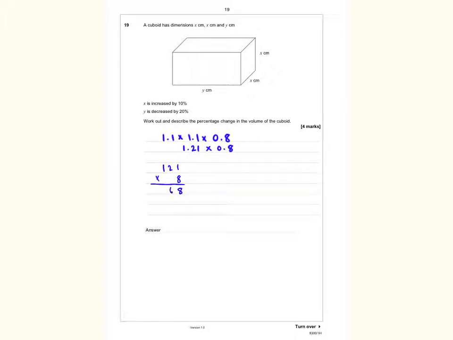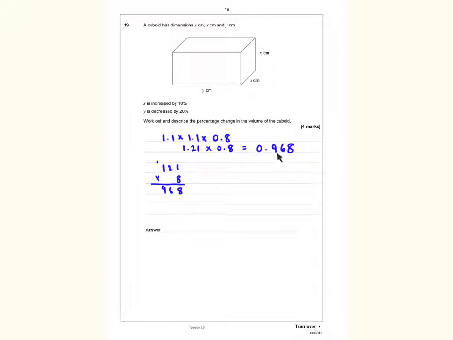That'll be 8, 6, carry 1, 968. Okay, now the answer to 1.21 times 0.8 would be whatever 968 is divided by 1,000, because we can see that 121 was divided by 100 here, 8 was divided by 10 here, so we need to divide by 100 and then divide by 10. That's the same as dividing by 1,000. Okay, so this would be 0.968.